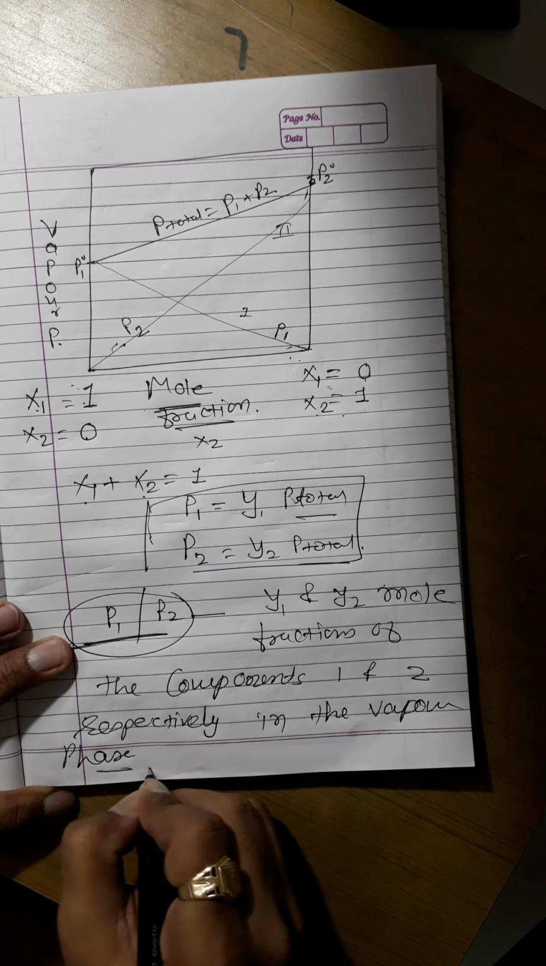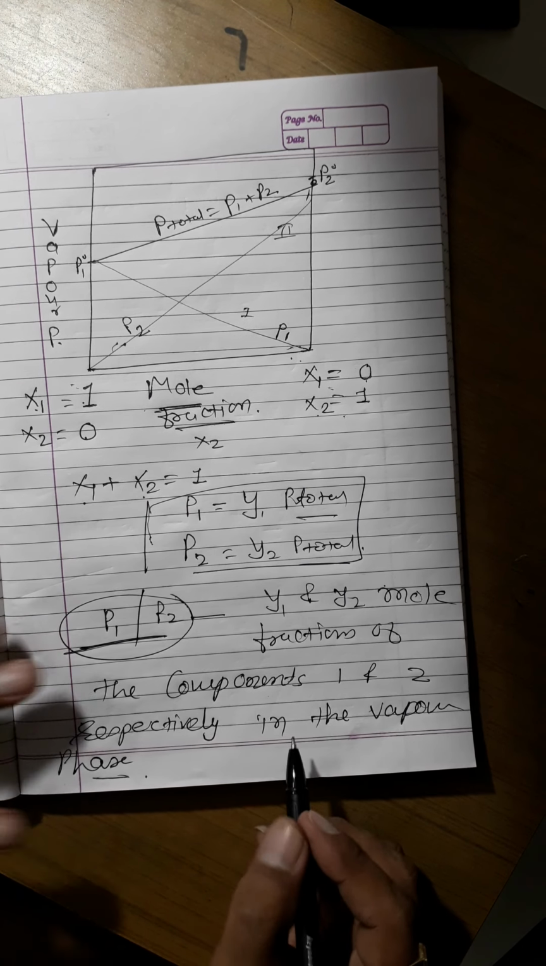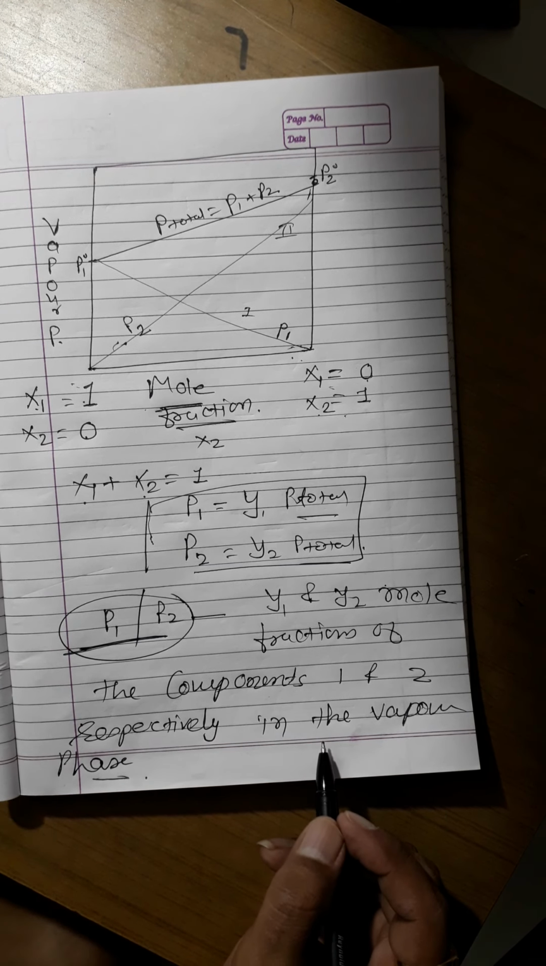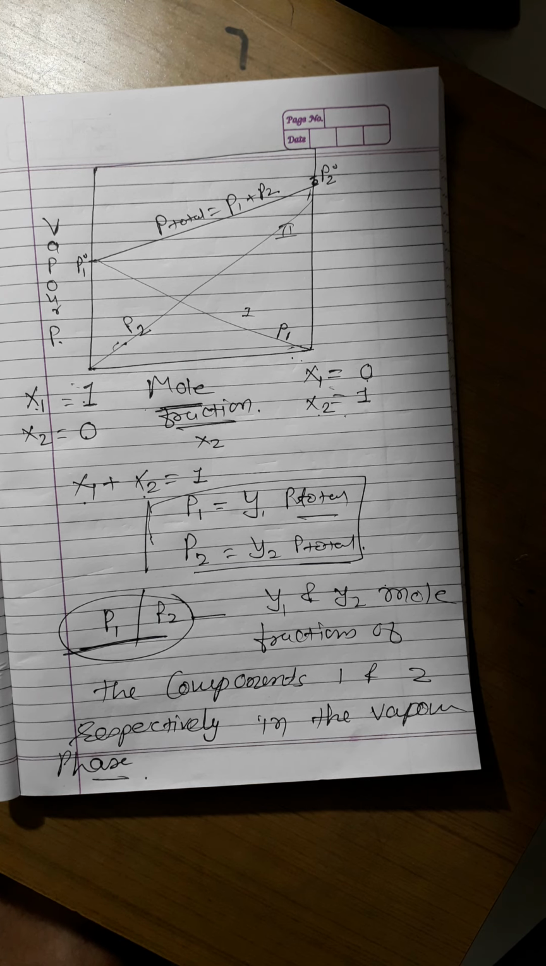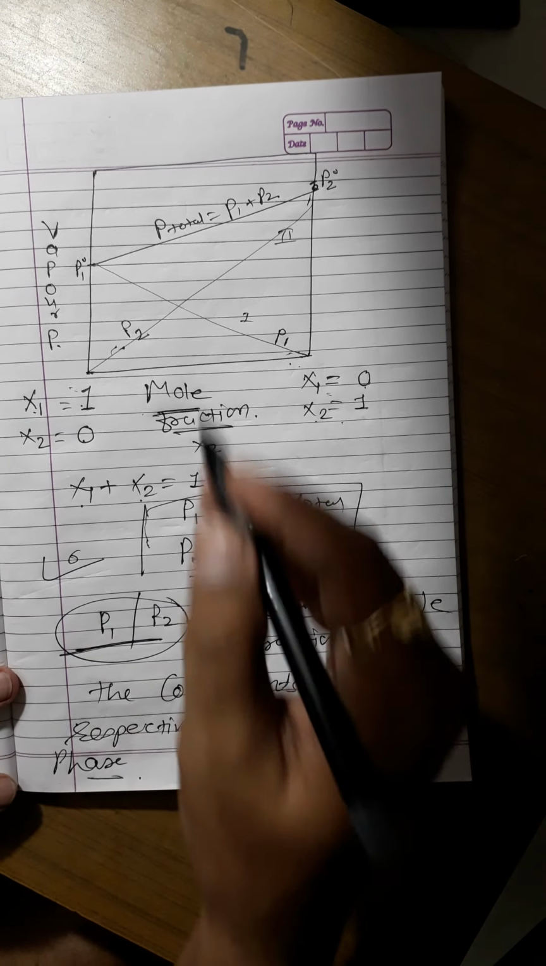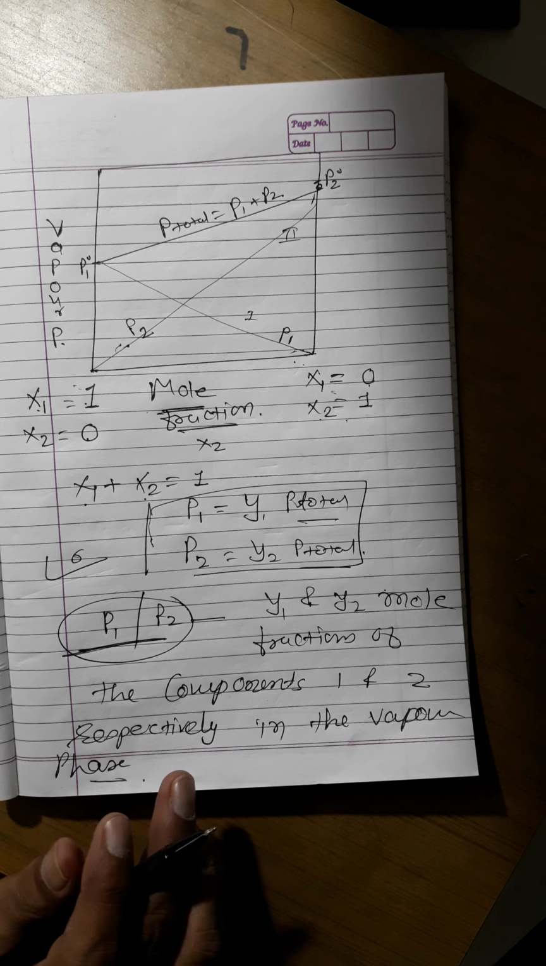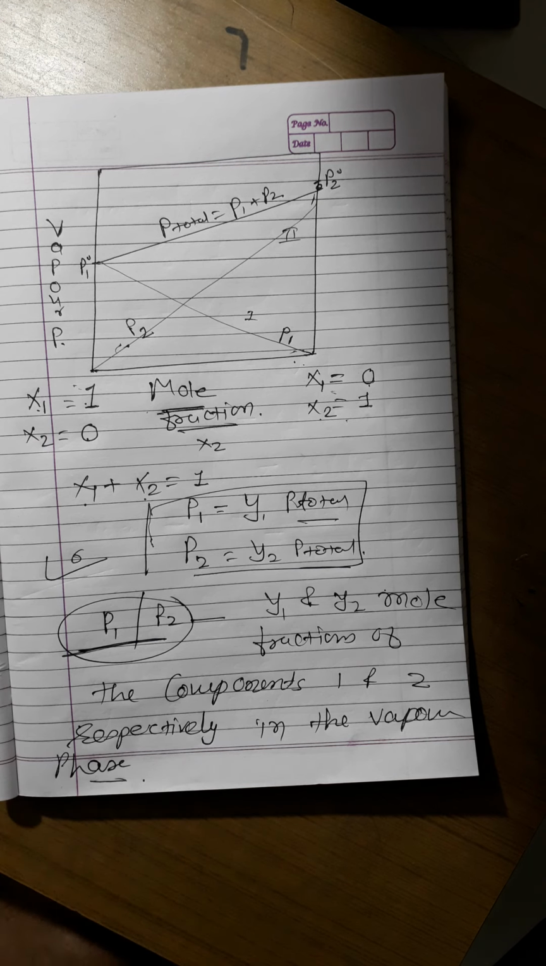Vapor phase is important, friends, because we had taken x1 and x2 initially. x1 and x2 are not in the vapor phase, friends. It was in liquid, whereas y1 and y2 are, friends, in the vapor phase. So I think you got the point. This is the whole question of Raoult's law we have done today. Thank you, friends.